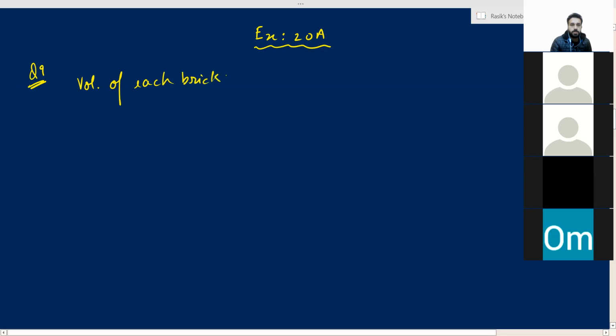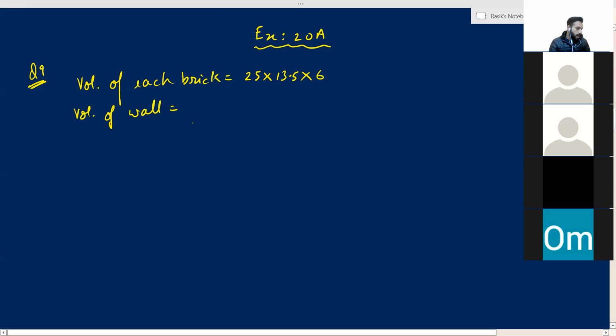Same concept which we used in the previous questions also. Volume of each brick is length 25 into breadth 13.5 into height 6. Length into breadth into height is the formula, we all know it. This is the volume of each brick. Now the volume of wall which is to be constructed.